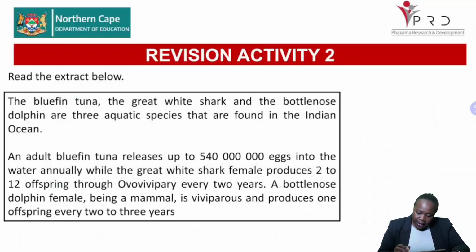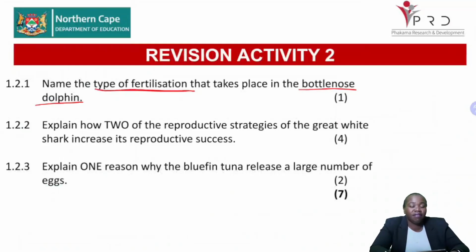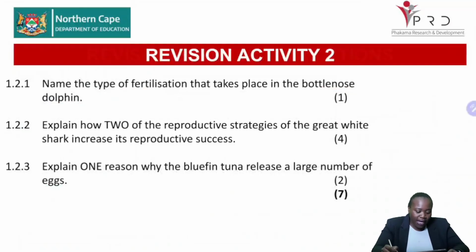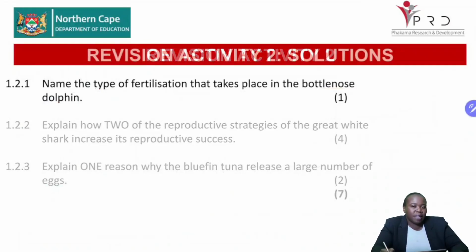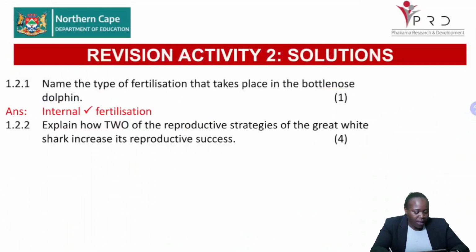It says a bottlenose dolphin female, being a mammal, is viviparous, right? And produces one offspring every 2 to 3 years. Now, what type of fertilization happens in viviparous organisms? In viviparous organisms, we experience internal fertilization. So the answer there would be internal fertilization because of the vivipary part. They didn't tell you it's internal fertilization, but you have to make that decision from the information you are given.